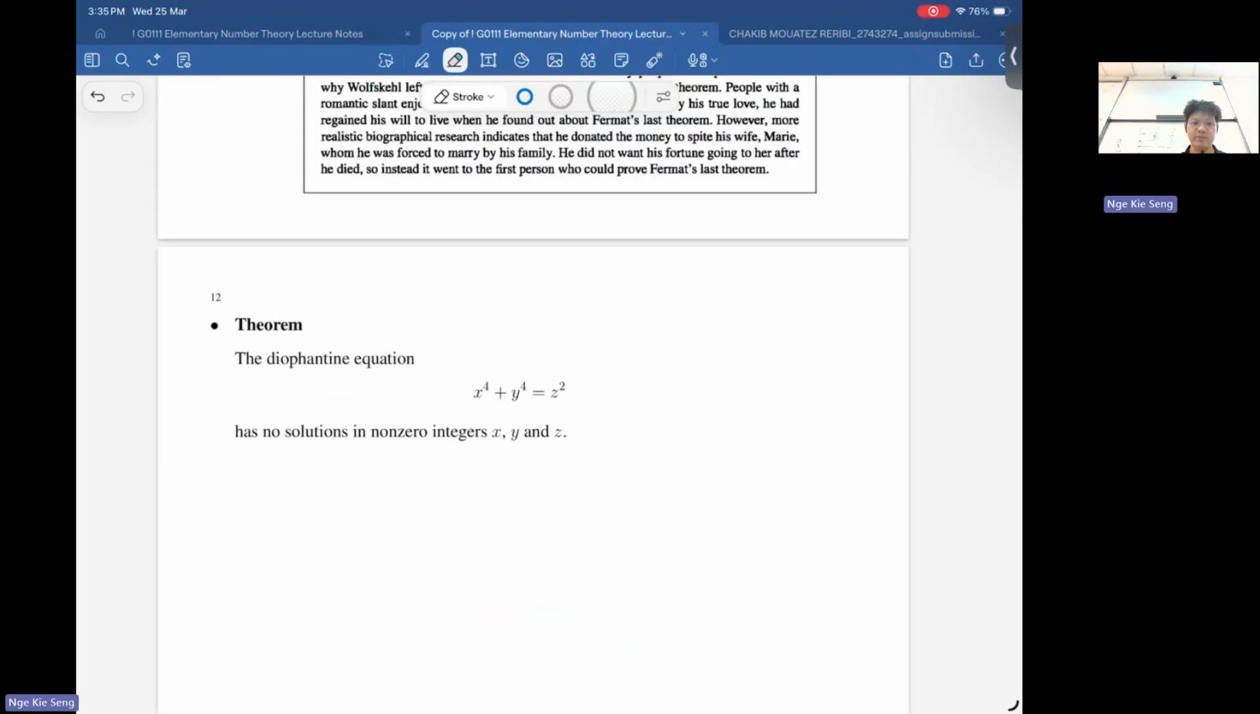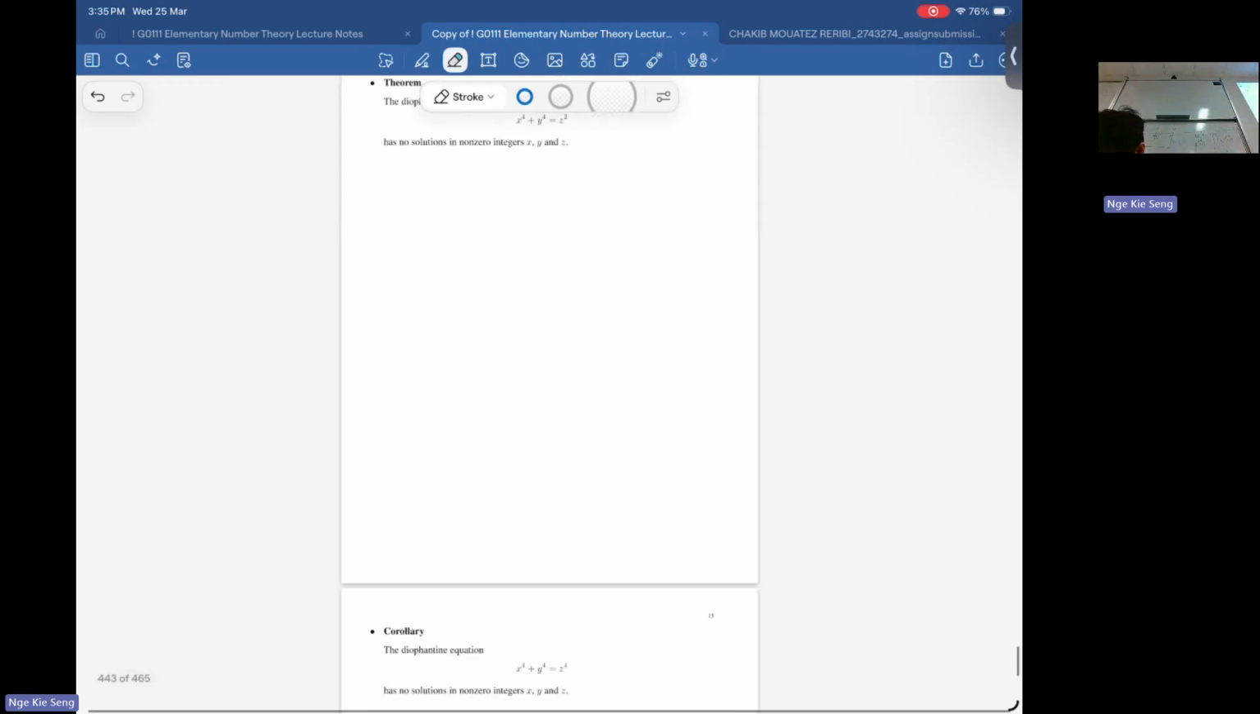Although we can't prove it for all n, maybe we can prove it for some special cases that we can understand. Shall we do this? You think yes? No. This proof is kind of long for this one. But I think we can prove some corollary.